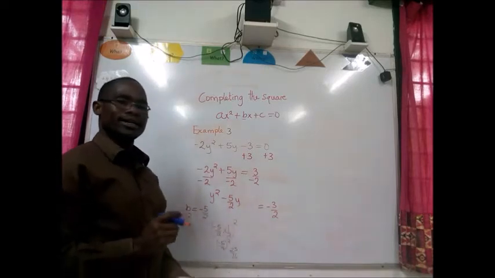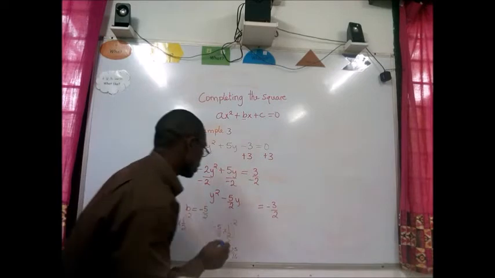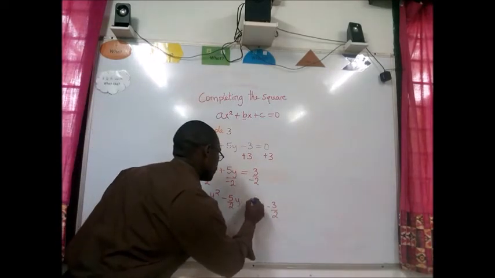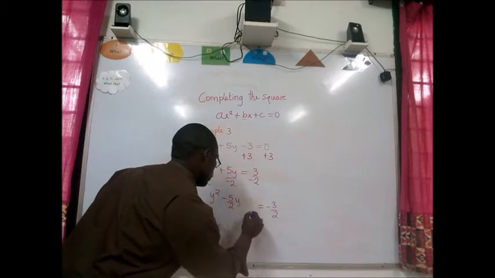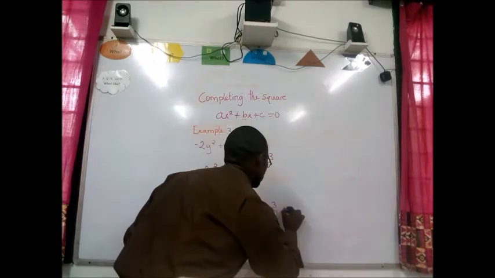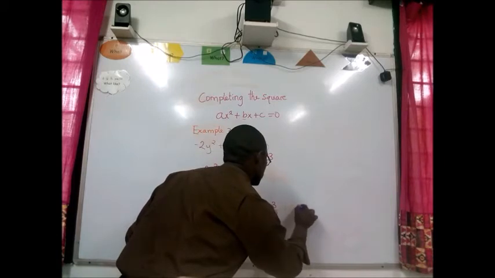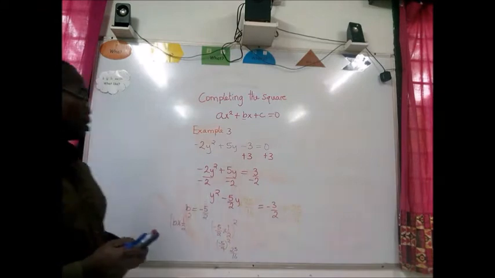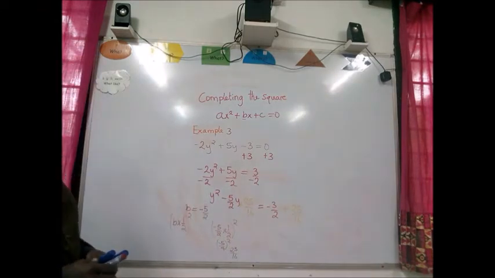Yellow. Is it visible? Yellow. So I add 25 divided by 16. And here 25 divided by 16. I believe you can see that.